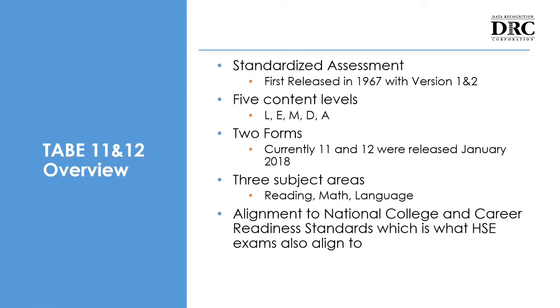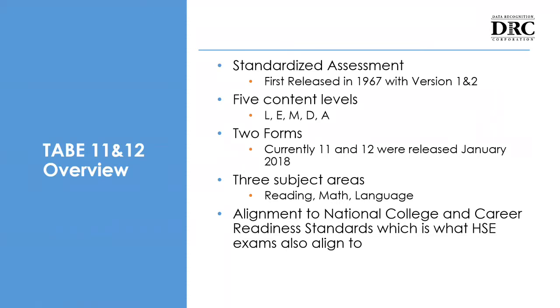TABE did start out back in 1967 with versions 1 and 2. So we always have two versions, alternate forms, so that you can do pre and post testing. As we mentioned, the subject areas right now are reading, math, and language. We have added a writing test, and we'll discuss that a little bit today. Writing is still going through the federal approval, so it's not used for NRS reporting, but we do have a writing test that's built into the online system.